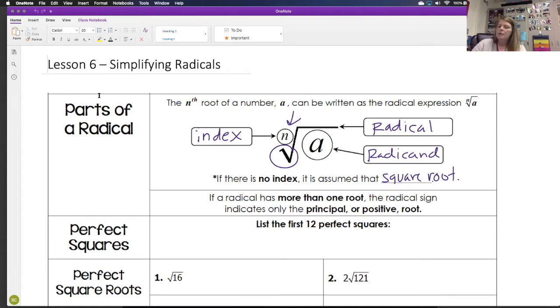1 times 1 is 1. 2 times 2 is 4. 3 times 3 is 9. 4 times 4, 16. 5 times 5, 25. Keep going. I'll go all the way up to 144. You're multiplying the same number times itself. That's how we get perfect squares. Multiply the same number times itself.